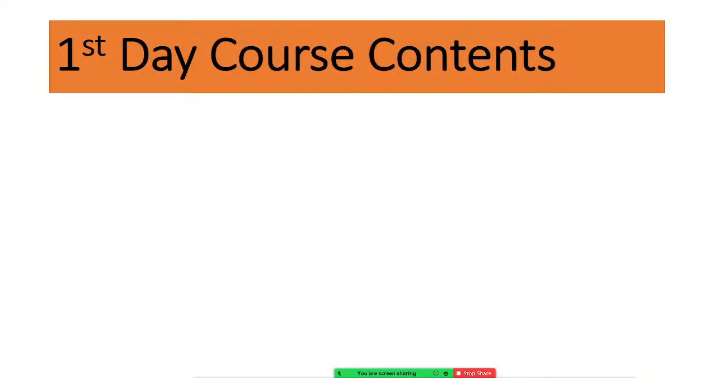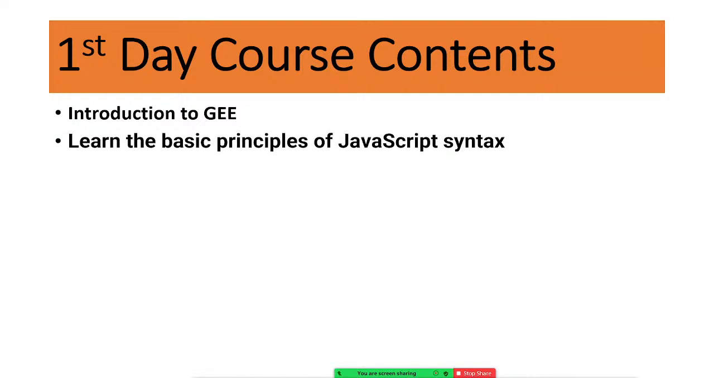Okay, so first of all, today I will discuss the first day course content, and today I will cover all of this course content. So first of all, I discuss the introduction to Google Earth Engine, then move to learn the basic principles of JavaScript syntax. So mainly in this part I will try to show you all of the basic principles of JavaScript syntax which are needed for starting the Google Earth Engine platform. Then move to the client and server object. So basically in this part I will try to show you how you can execute your code from the client to the server. Okay, and I will discuss the details in here.